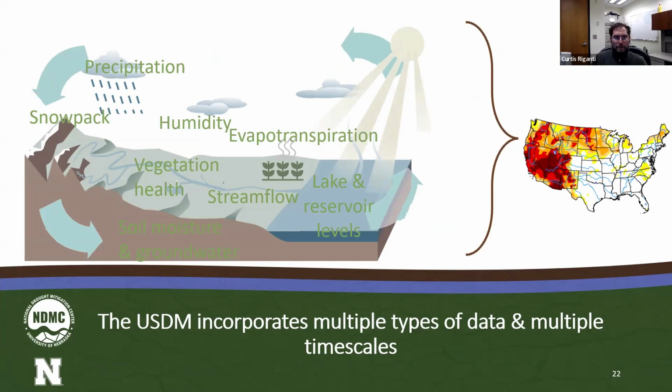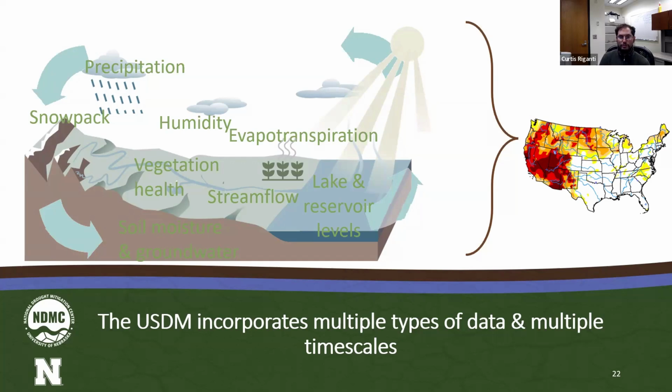So again, when making the map, we're trying to look at the water cycle as a whole. So we're not just looking at incoming precipitation, but we're looking at how is that getting into soil moisture and groundwater? How is that impacting vegetation health? What are the effects of maybe atmospheric humidity on evapotranspiration, water loss from the surface? What are lake and reservoir levels doing? With really long-term droughts, you can see lake and reservoir levels obviously decrease significantly. That is something we account for.